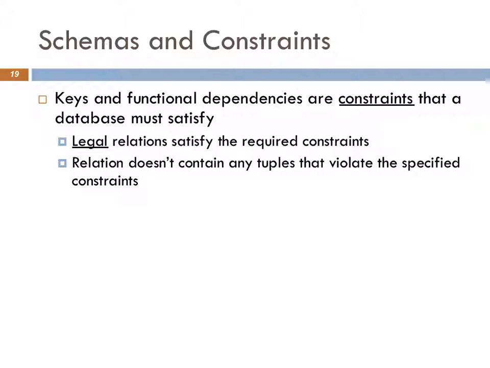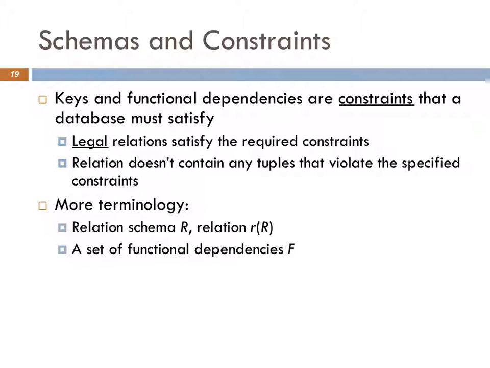Okay? So we don't have two loans in the loan relation with the same loan number, because that would be an illegal relation value. So, relation schema capital R. Notice that we're introducing a new variable, capital F, which is a set of functional dependencies.